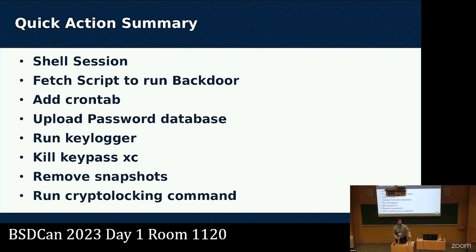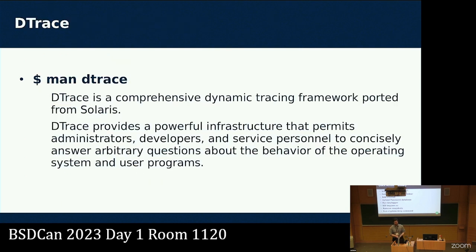All right. So quick action summary before we move on. And I'm still doing okay on time here. So we got the shell session, whatever that started as. We've got our fetch script on the back door. We have the crontab, then steal the database, run the keylogger, kill the KeePass process, wait for the user to re-enter their password, escalate to root, remove the snapshots, run the crypto locking command. That's the scenario that we're going to talk about today.